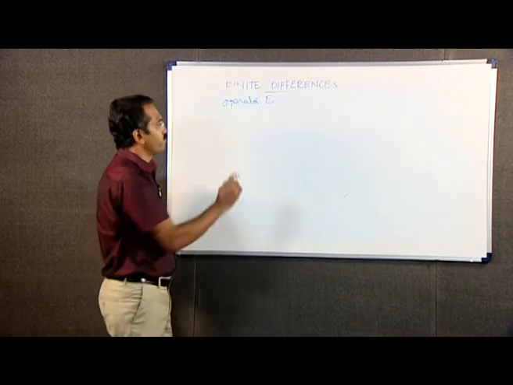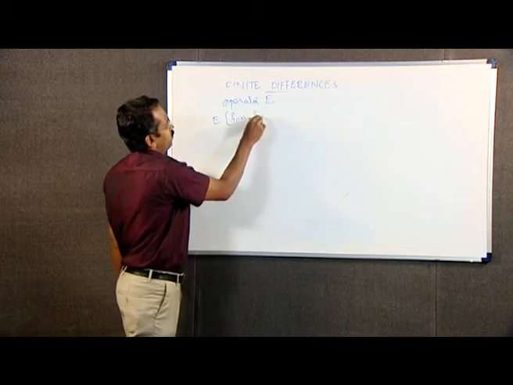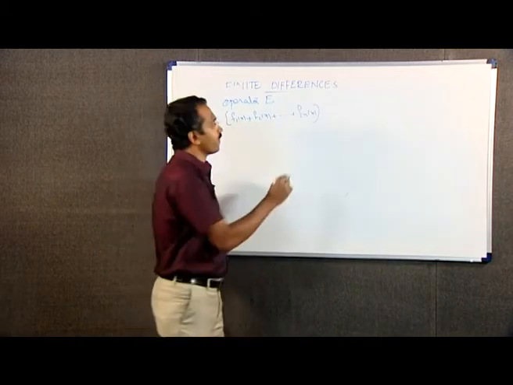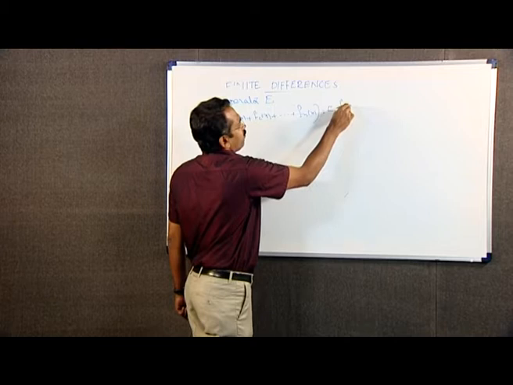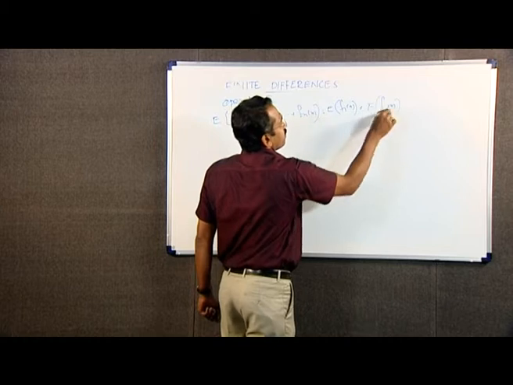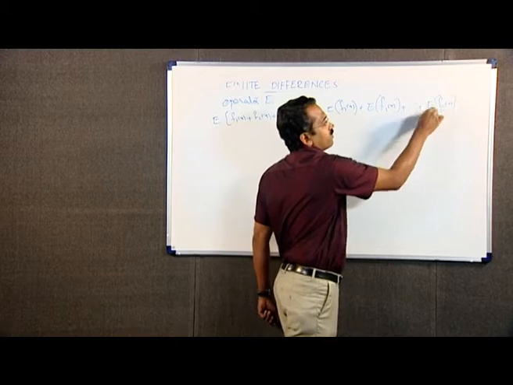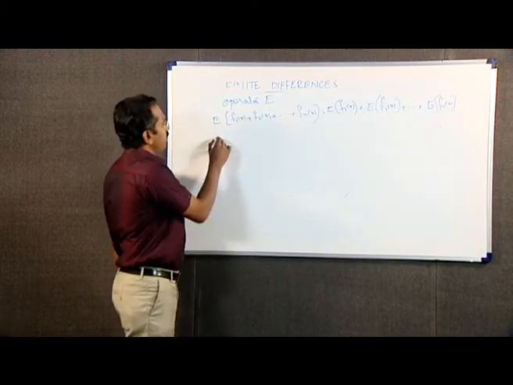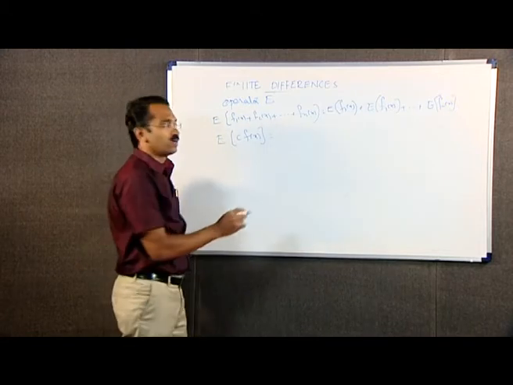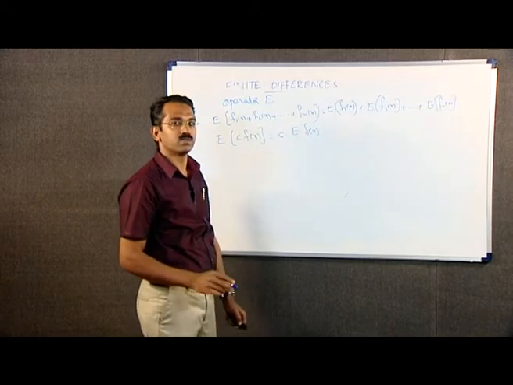E of f1 of x plus f2 of x plus etc. plus fn of x is equal to E of f1 of x plus E of f2 of x plus etc. plus E of fn of x. And E of c times f of x can be written as c into E of f of x, where c is a constant.